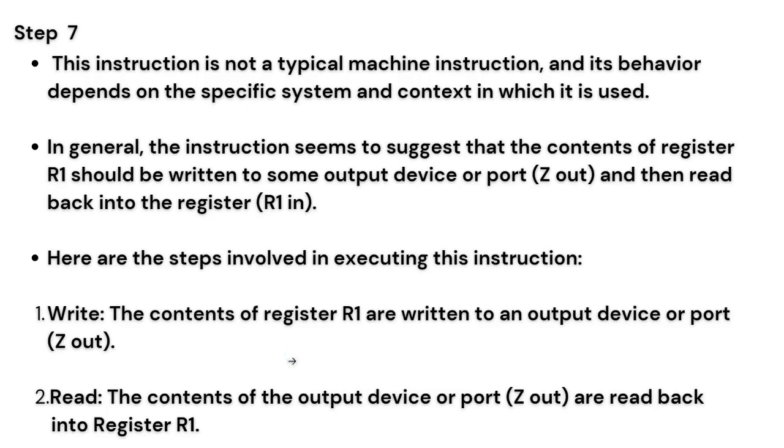Hello everyone. The step number 7. This instruction is not a typical machine instruction and its behavior depends on the specific system and context in which it is used. In general, the instruction seems to suggest that the contents of the register R1 should be written to some output device or port Z out and then read back into the register R1.